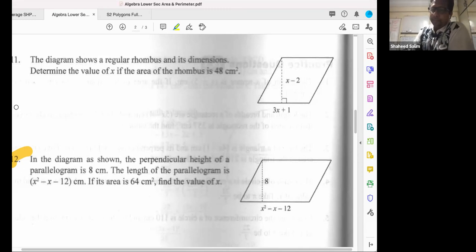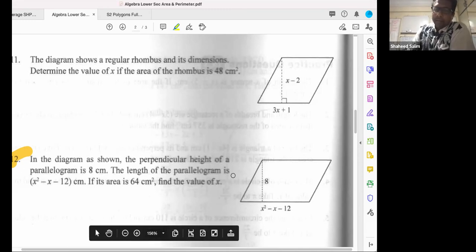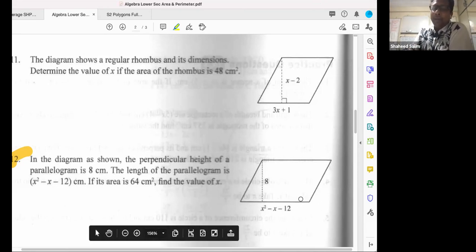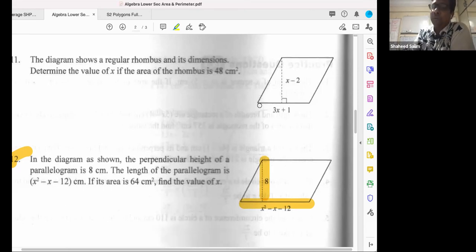Can or not? Okay, no one can do it. Okay, base times height. That's it. Base times height gives you the area of a parallelogram. And a rhombus is also a parallelogram because all sides are the same. This is like a square, like a rectangle. In fact, this one formula, base times height, can be used for a square.